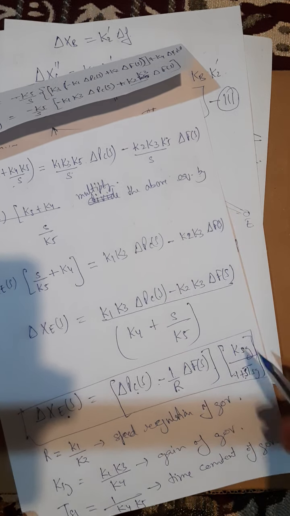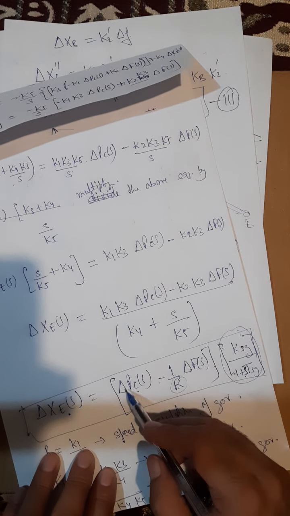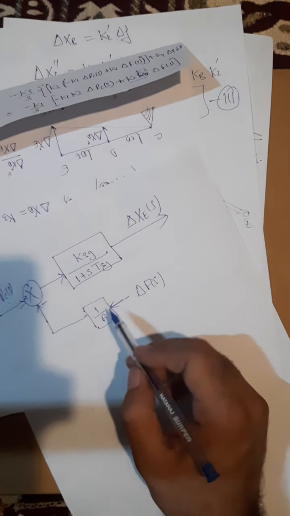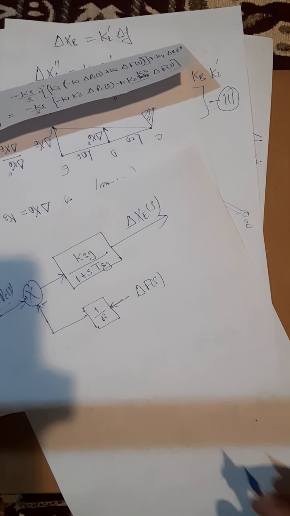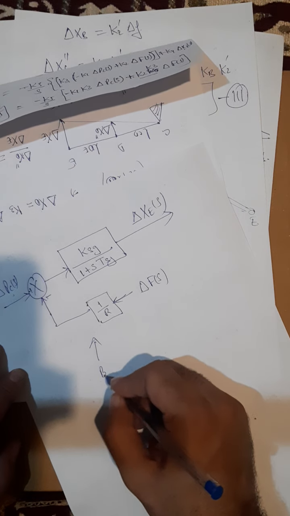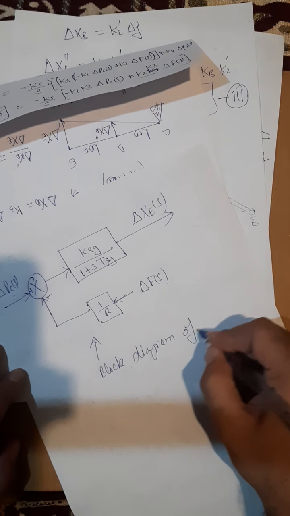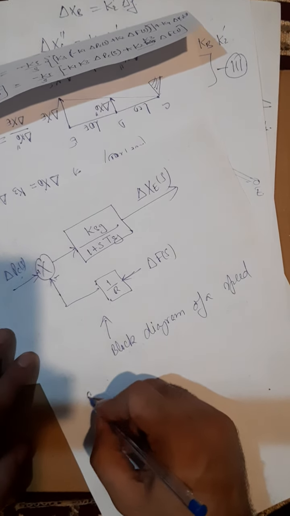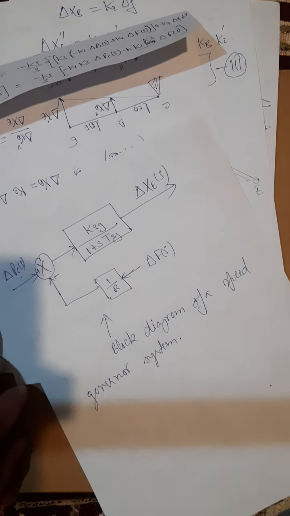I have represented this equation. This block represents the governor block. This is the regulation multiplied by del Fs, and this is the change in the speed governor position. Delta PCS minus 1 by R delta Fs into KSG divided by 1 plus S TSG is equal to XCS. So this is the block diagram of a speed governor system.